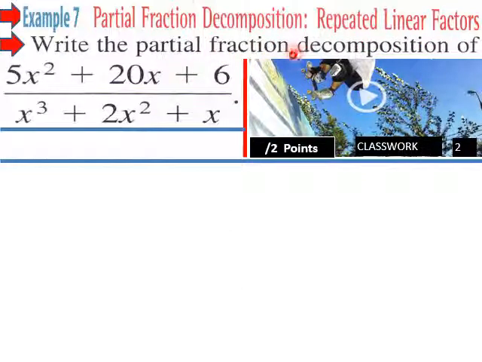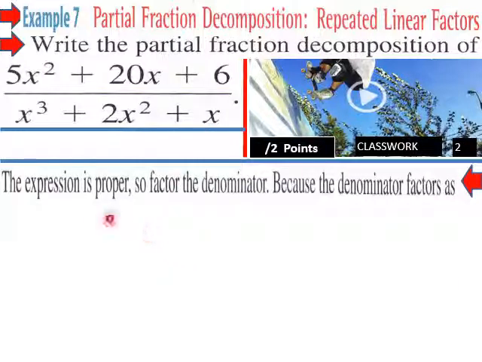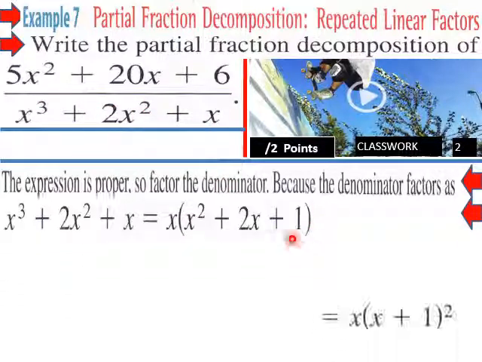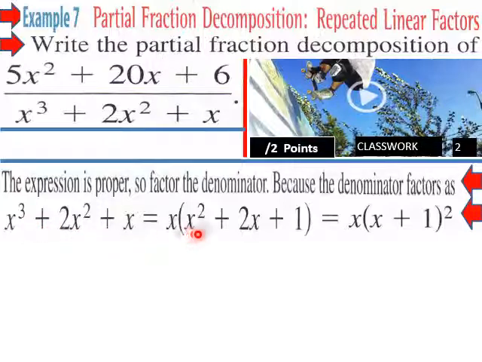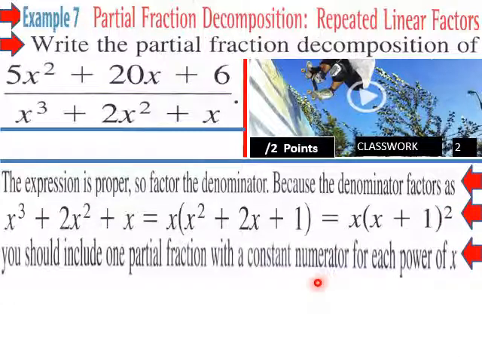Write the partial fraction decomposition of this expression here, 5x squared plus 20x plus 6 over x cubed plus 2x squared plus x. The expression is proper because the degree of the numerator is less than the degree of the denominator. So we need to factor the denominator: x cubed plus 2x squared plus x is the same thing as x times x squared plus 2x plus 1, and then this factors down to x times x plus 1 squared.